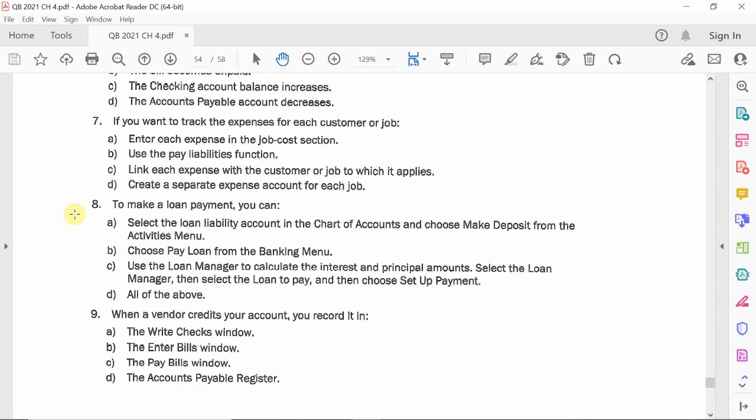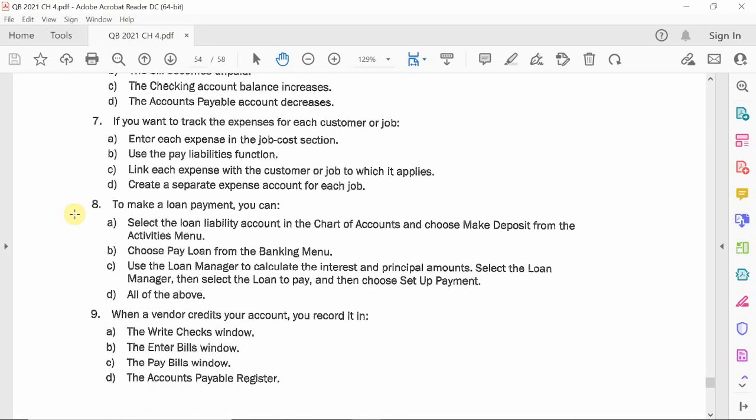But in this case, is there an option to make a deposit at all when you go in there? That's why I was a little confused about choosing all of the above because of that part, making a deposit from the activities menu. Okay, so in this case, making a deposit does not pay a liability. Making a deposit in our sense is making a deposit to our bank account. So A is definitely not the answer here.